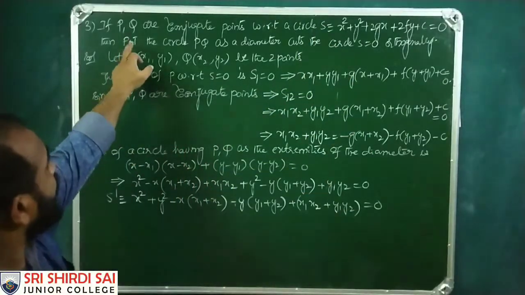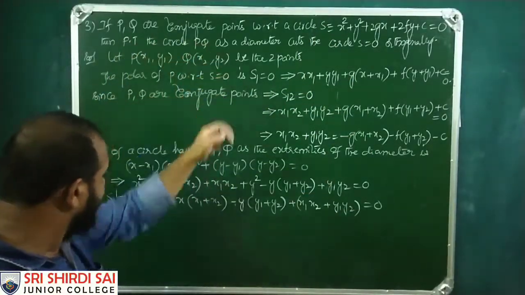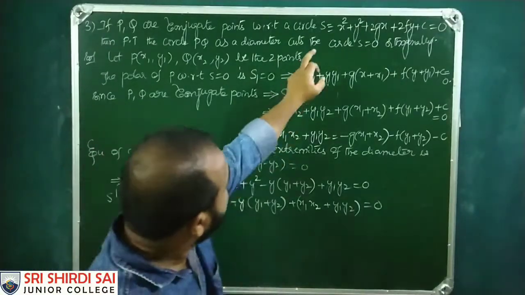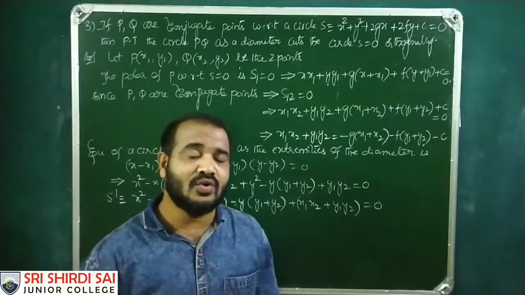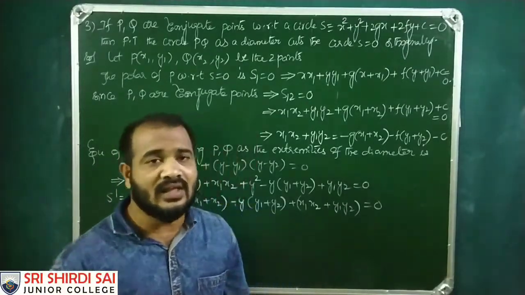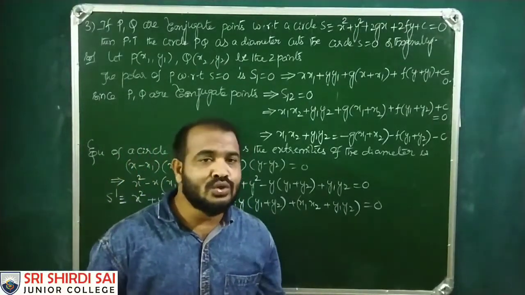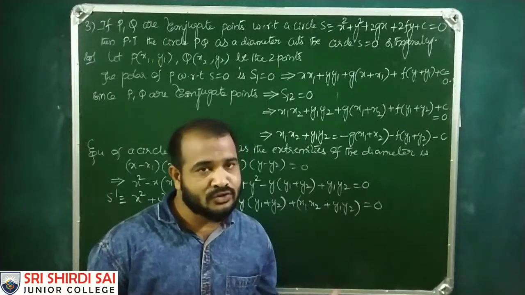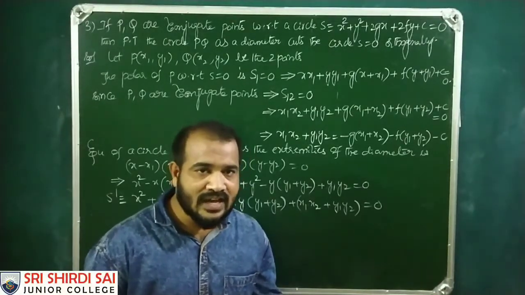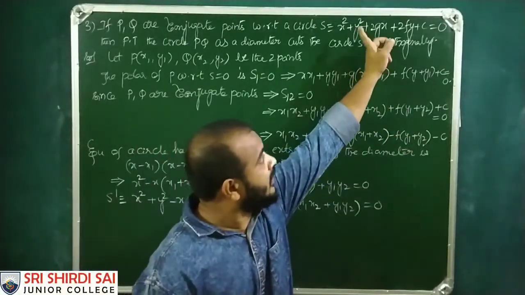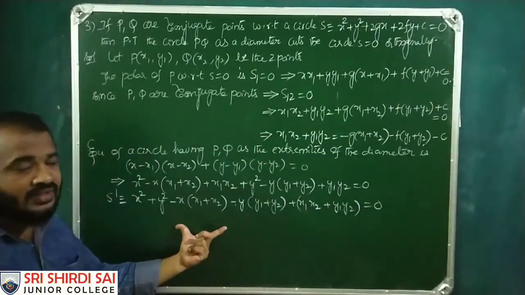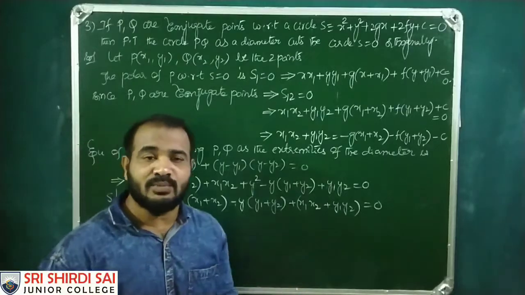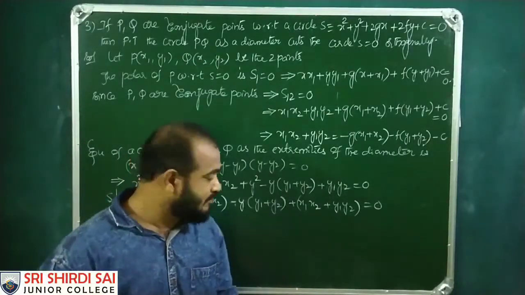So what do we need to prove? Prove that the circle with PQ as a diameter, that means S dash, cuts the circle S equals to 0 orthogonally. Whenever S equals to 0 and S dash equals to 0 cut orthogonally, the condition is 2gg dash plus 2ff dash equals to c plus c dash. g, f, c are to be taken from this. g dash, f dash, c dash are to be taken from this. And we need to prove 2gg dash plus 2ff dash equals to c plus c dash.